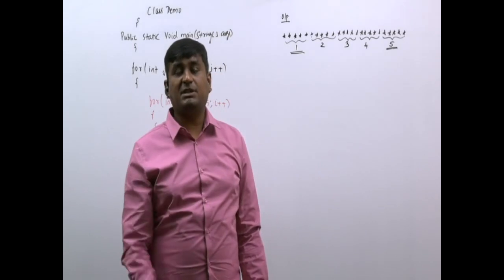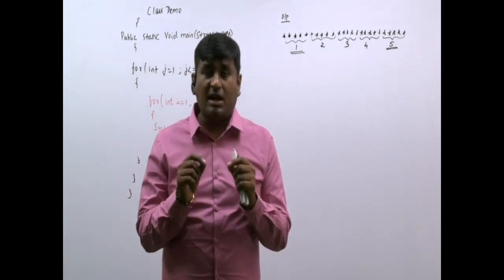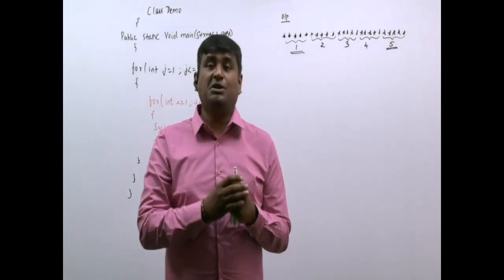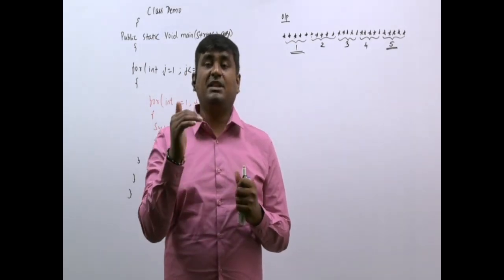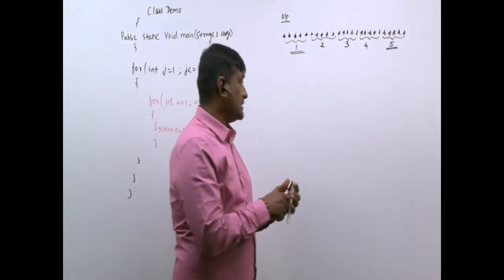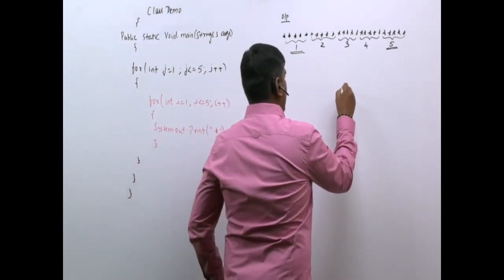Now my requirement has been changed. You should write a program in such a way that 5 stars it should display, 5 times it should display, but all the 5 stars should be there in different rows. Sir, we didn't understand. What are you telling? See, like this. So 5 stars like this.